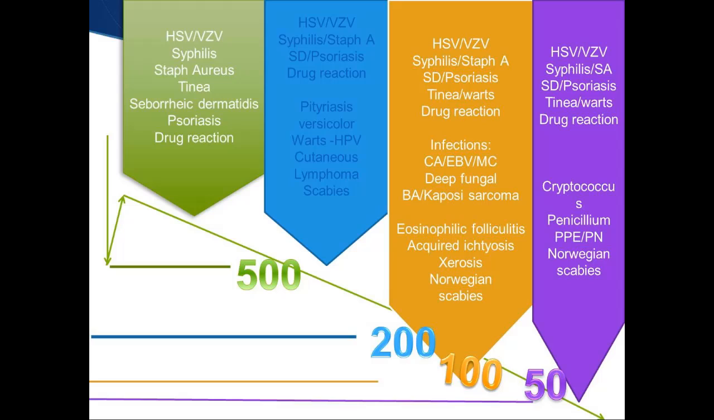So we finished with the cutaneous manifestations that you can see at any CD4. Moving on to the cutaneous manifestations that you start seeing when your CD4 drops below 500.